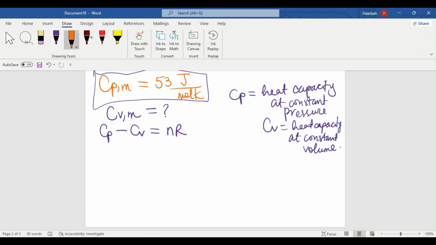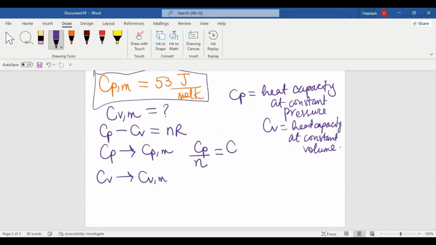So yeah, that's basically it. The next thing you have to do is determine how you go from heat capacity to molar heat capacity. For you to go from Cp to Cp,m, and from Cv to Cv,m, all you have to do is Cp divided by the number of moles equals Cp,m, as well as Cv divided by the number of moles is equal to Cv,m.